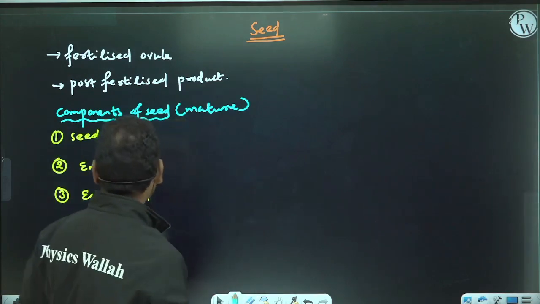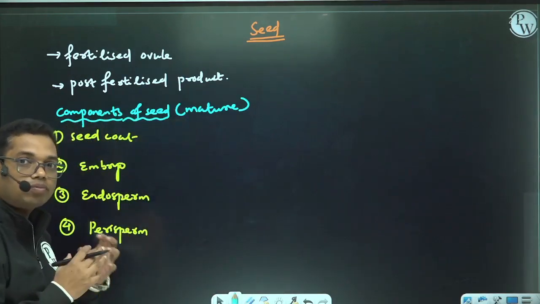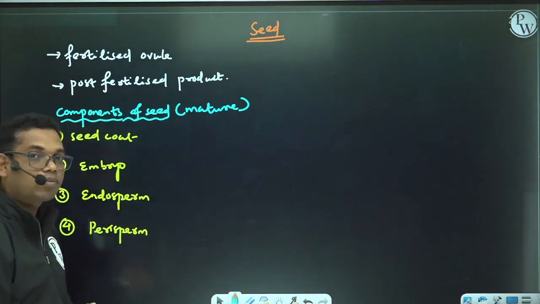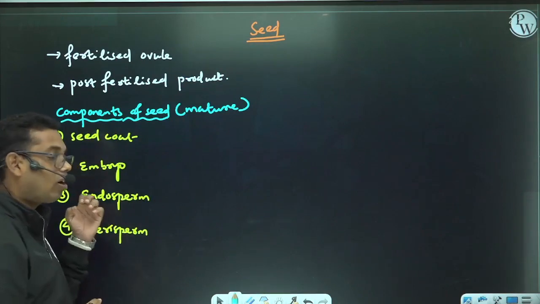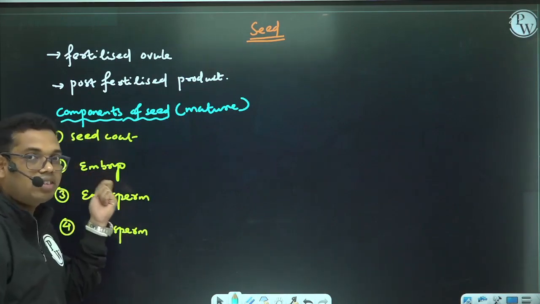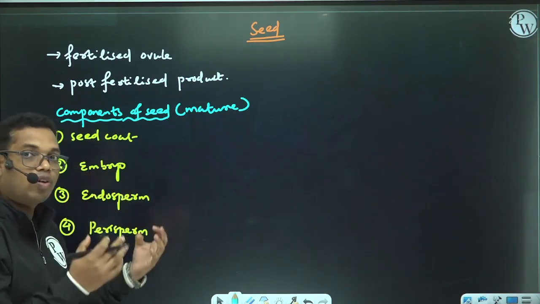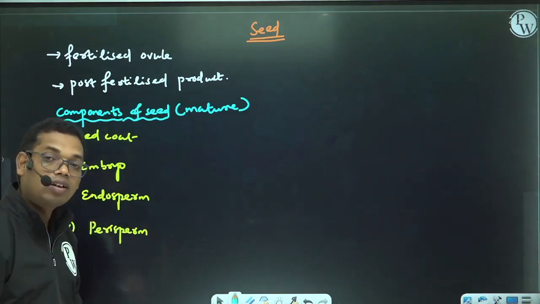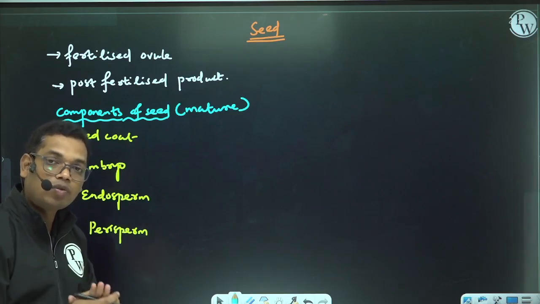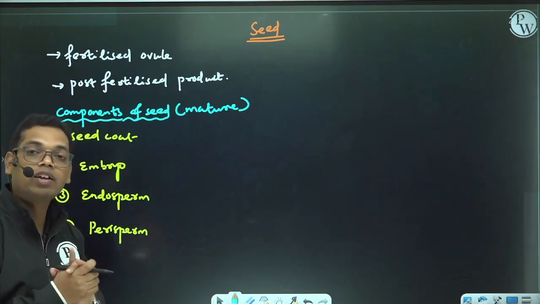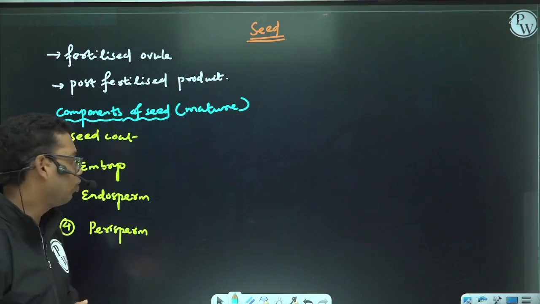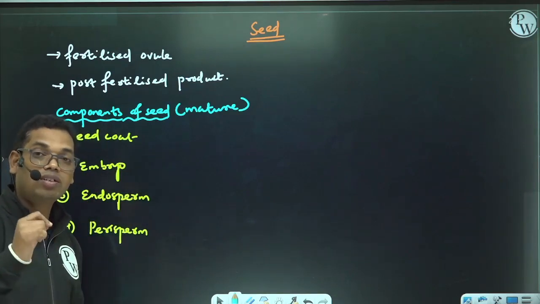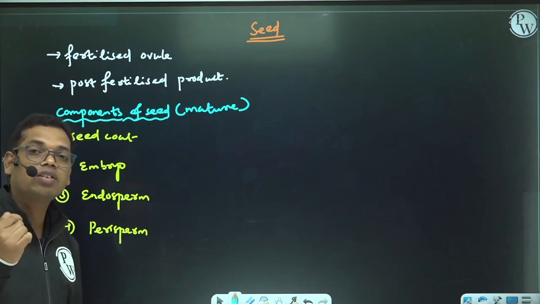And what about the embryo? The embryo develops from the zygote after fertilization, and this is present in the seed. When the seed germinates, the embryo will develop to form the new plant. The embryo has various components, like the cotyledon. The number of cotyledons may be 1 or 2. Depending on that, we can classify the seed as monocot or dicot. In case of monocot, the single cotyledon is called scutellum.